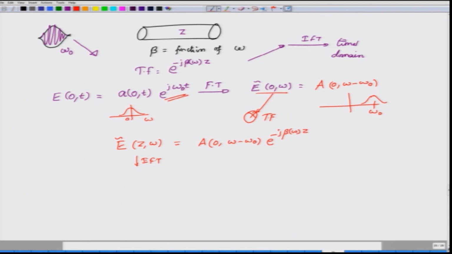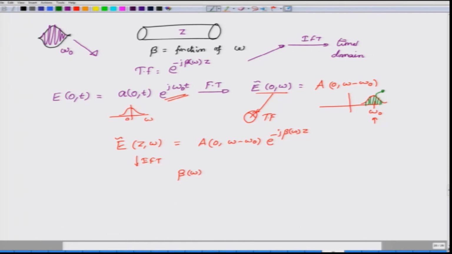Now, before doing the inverse Fourier transform, I want to look at this beta of omega. Since my frequency range of interest is now centered at omega 0, the different frequency components that make up this particular thing can be written in terms of difference with respect to omega 0.